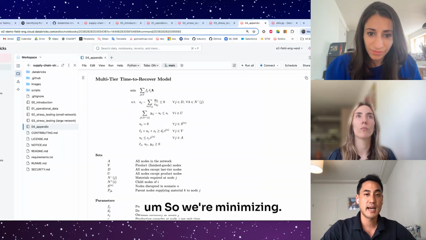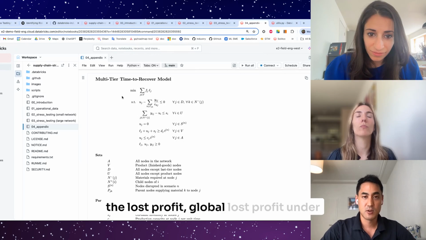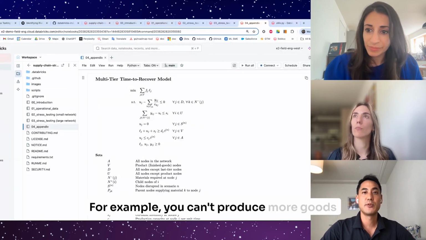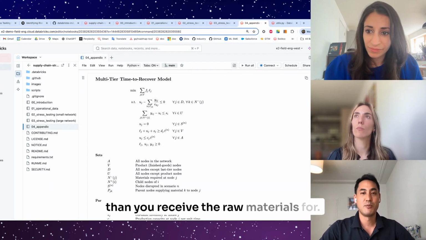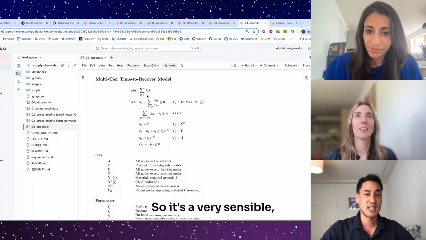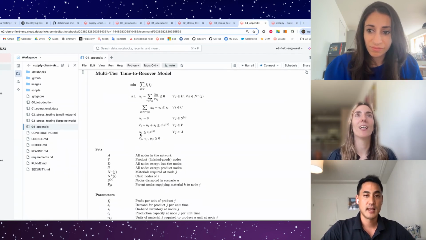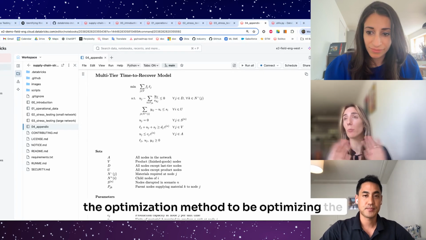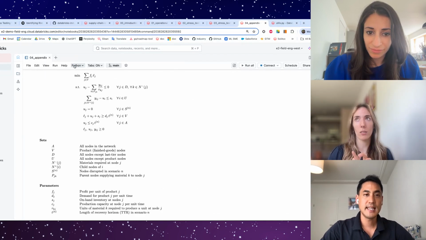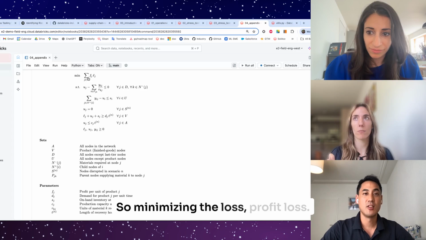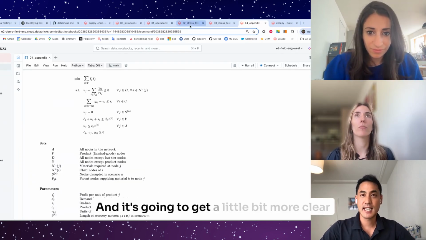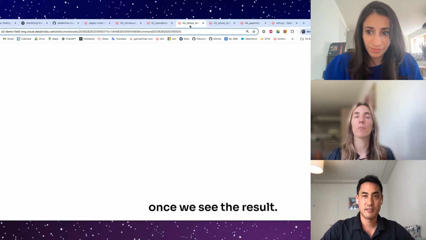So we're minimizing the lost profit, global lost profit, under these constraints. So these constraints are like real world physical constraints. For example, you can't produce more goods than you received the raw materials for. So it's very sensible. But in this case, we have defined the optimization method to be optimizing the profit margin. Yes, exactly. So minimizing the profit loss. And it's going to get a little bit more clear once we see the result.